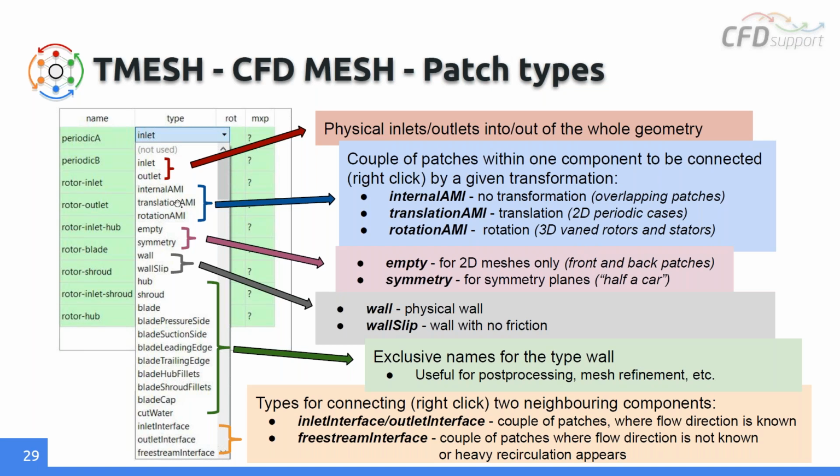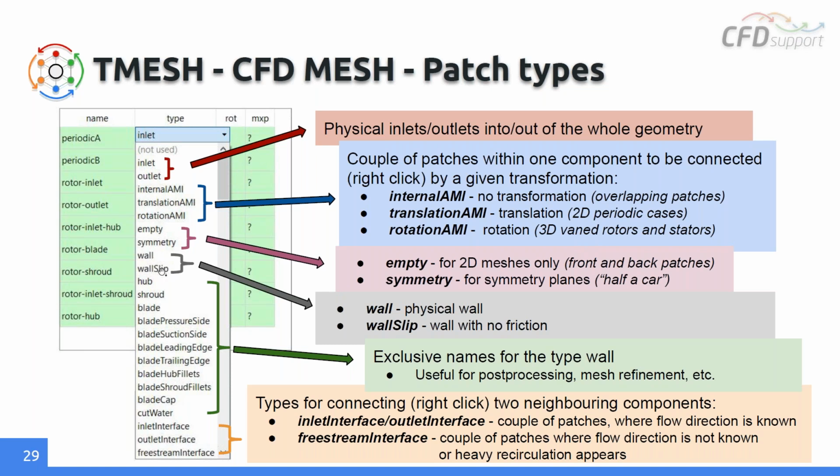For example, if we have a segment simulation, you have two periodicities which define the segment. You need to connect these two periodicities by, for example, this rotational AMI. Then we have some geometry-specific types, empty and symmetry. Empty is used for 2D meshes, where the direction includes just one cell. The empty patches, these parallel planes defining the empty direction, are set as empty, and symmetry is used to define a symmetry plane.